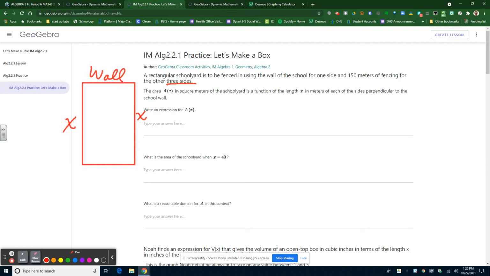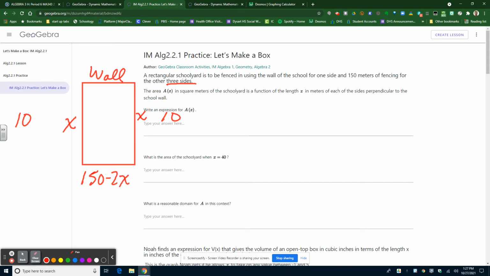So say those x's were 10s. Okay, so if I had a 10 here and a 10 here, how much fence would I have left for my bottom part? 130. How'd you get that? The 150 minus the 2 10s. Well, instead of 150 minus 2 10s, how about 150 minus 2x?